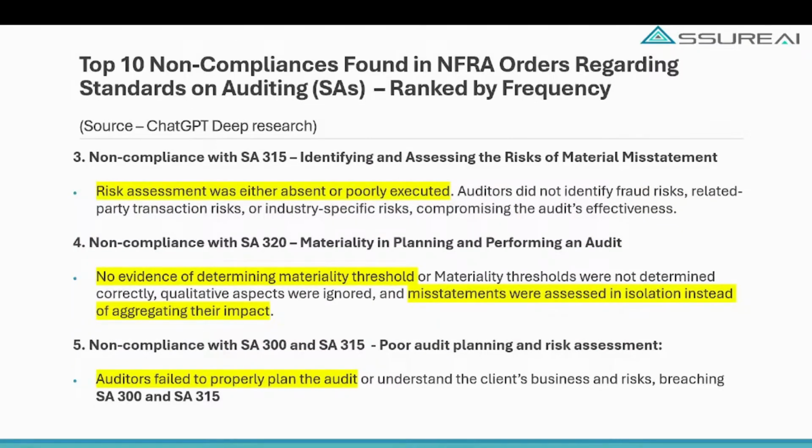Risk assessment was either absent or poorly executed. Here there is a framework for materiality, risk assessment at the time of materiality, and fixing the materiality threshold. Everything is handled in line with SA. No evidence of determining materiality threshold. Misstatements were assessed in isolation instead of aggregating their impact. There is no such possibility in Assure. Auditors failed to properly plan an audit. Planning is the phase from where the audit actually starts in Assure. You plan certain procedures to be applied, and then they get executed by the team members with a clear audit trail.